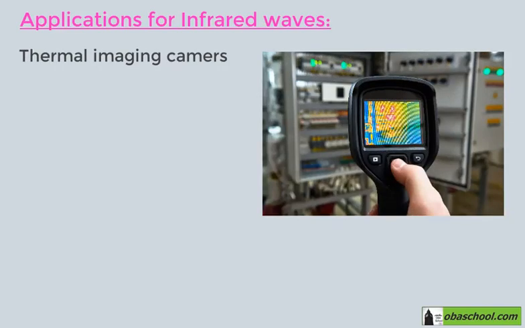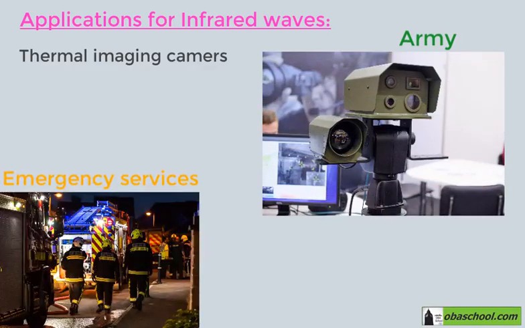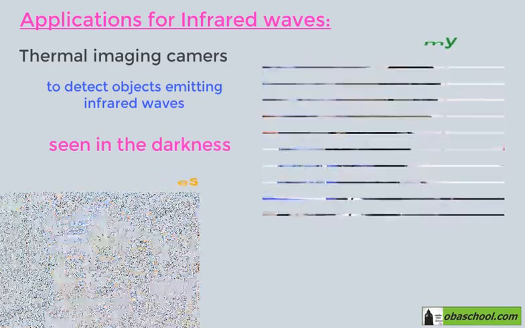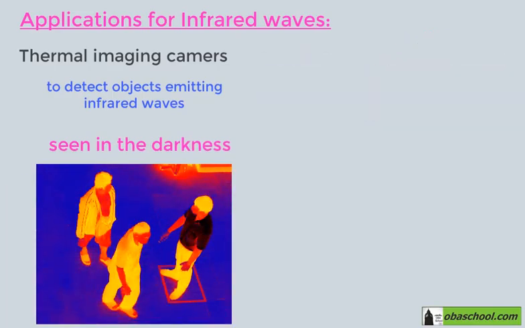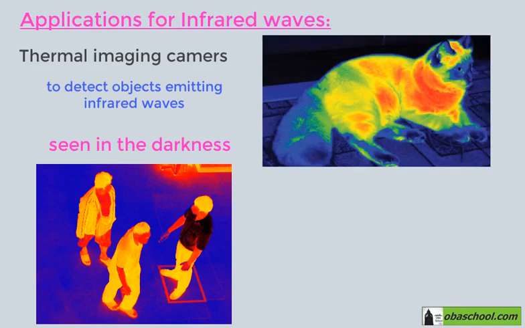Some of the applications for infrared waves are thermal imaging cameras. These cameras are used by the Army and the emergency services in order to detect objects that give out infrared waves and can be detected even in the darkness. These cameras show images of people because of the heat radiation from their bodies, even when there is not enough visible light to actually see them. Also, it can detect animals, as in this picture of the cat in the dark.